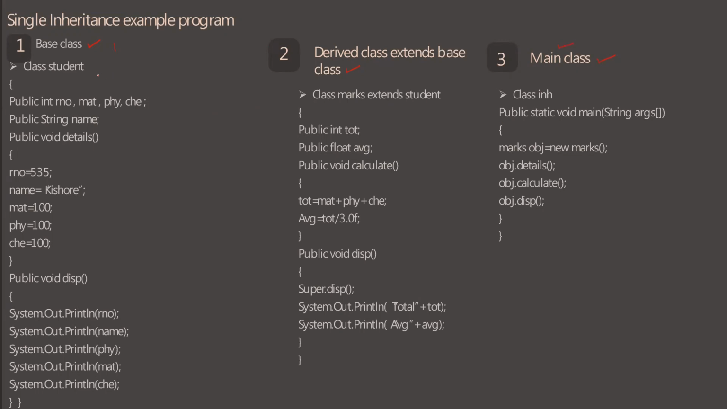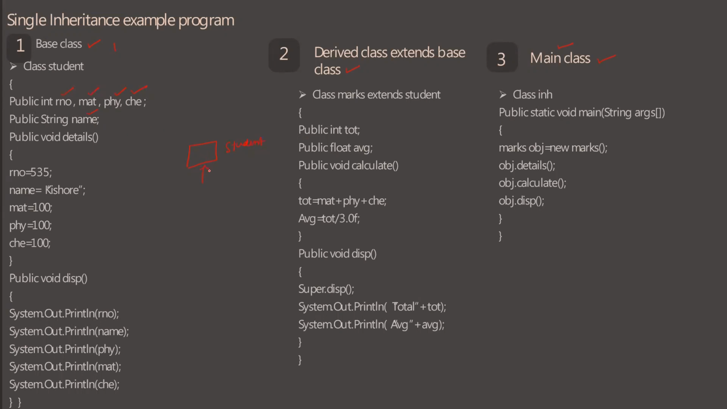So let us start with the example. First of all, I'm going to see what this program is all about. I'm going to have two classes here. The first one is the student class. Is that point clear? So this class name is student. This student class holds roll number, math marks, physics marks, chemistry marks, and name of that particular student. So it holds all the 5 variables here. So this is all about student.